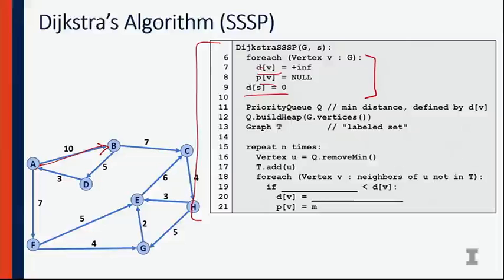We set up the same priority queue that is defined in terms of the distance to every single vertex. We build a heap so that we can have a priority queue of that. And finally, we set up a set that is going to be our labeled set of nodes. Finally, we're going to repeat for every single node. And we're going to remove the minimum node, add it to our labeled set. And as we go through all of its neighbors, we're going to be updating the weight, just as we've done with Prim's algorithm. So nothing here is new.